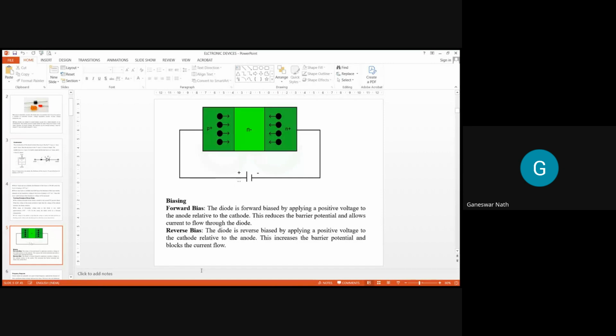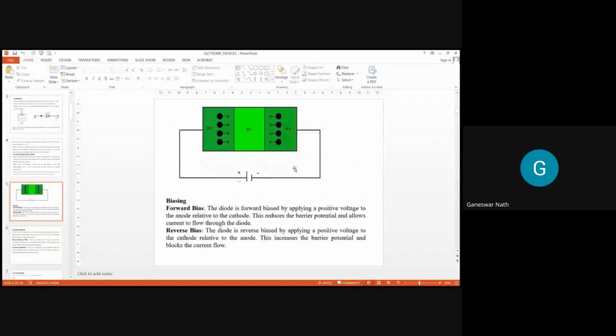Similarly, in the case of reverse bias, when the reverse bias voltage is applied, a positive voltage is applied to the cathode. If I change the terminals, that means I can change the polarity. That means n plus will be connected to the positive and p plus will be connected to the negative here.